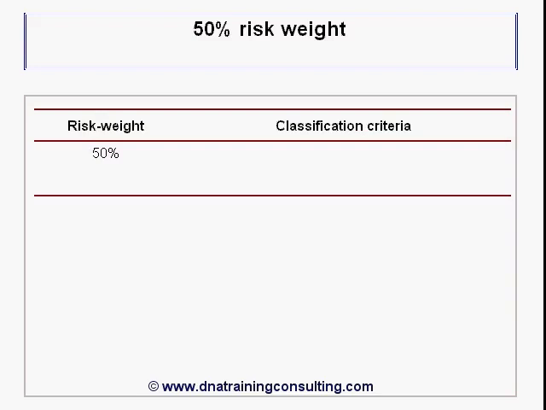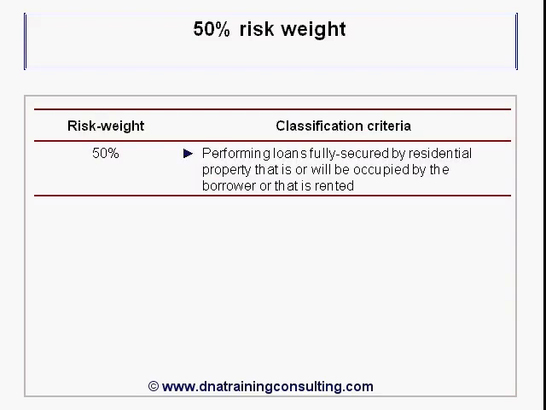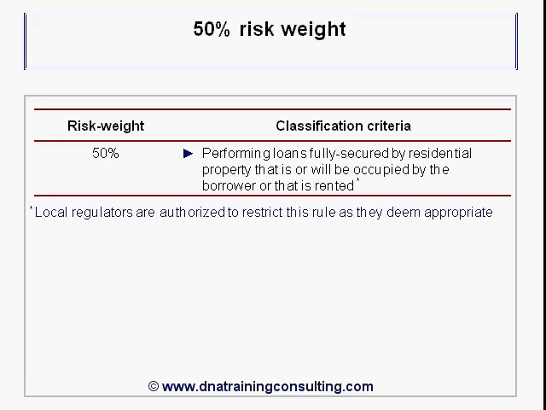Over in the 50% risk weight category, we have performing loans fully secured by residential property, residential mortgages, that is or will be occupied by the borrower or that is rented. But note, local regulators are authorized to restrict this rule as they deem appropriate.